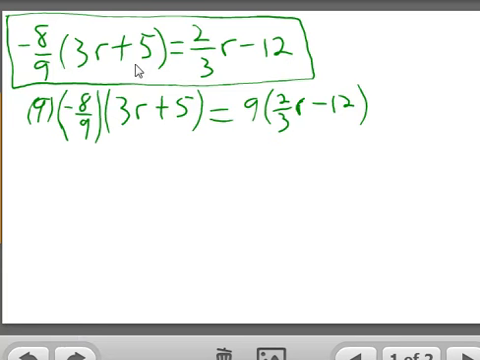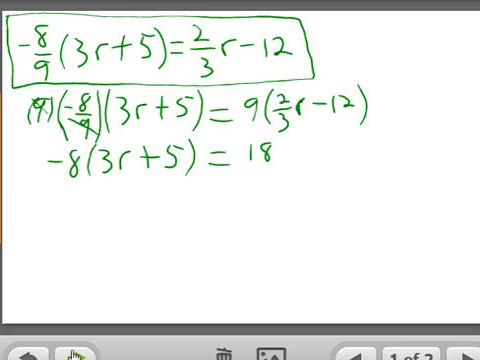Again, we took the common denominator of the two fractions and multiplied both sides by that common denominator so that we can eliminate the fraction. Now, on the left side, 9 cancels out, leaving us with negative 8 times 3r plus 5 is equal to, and then we distribute the 9 on the right side.